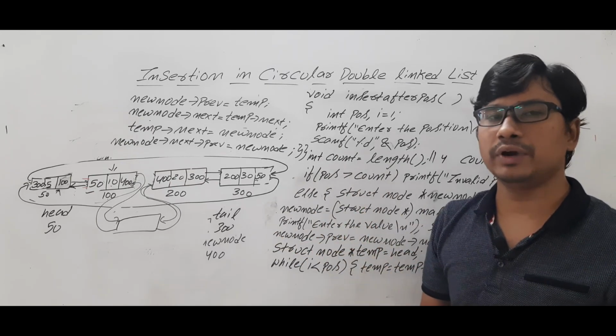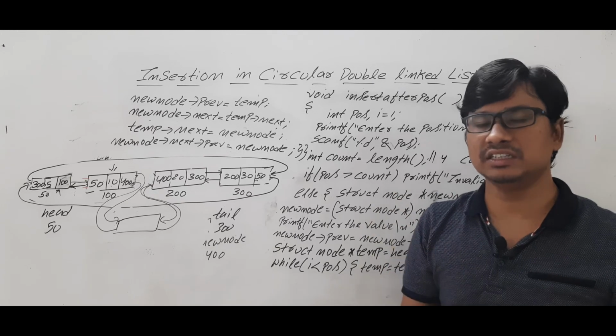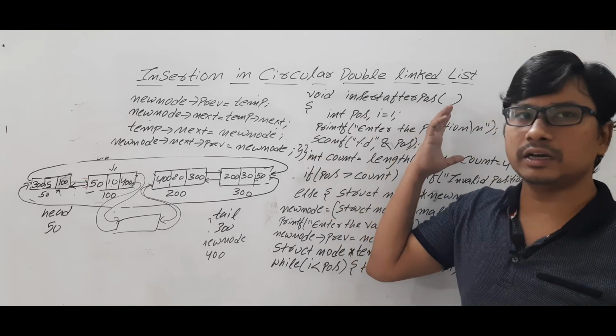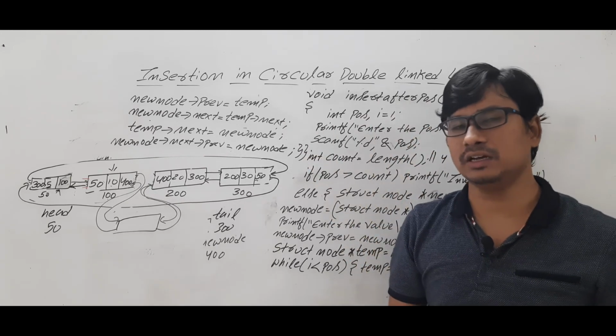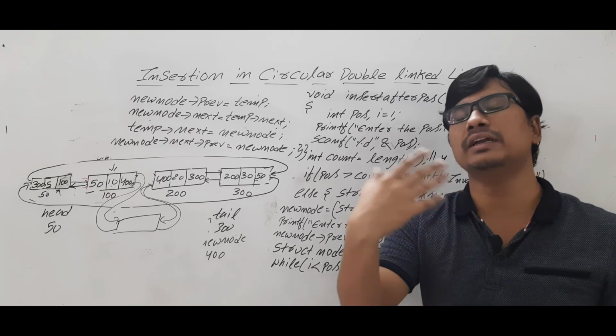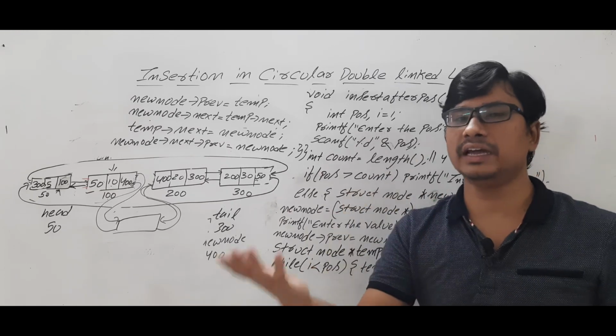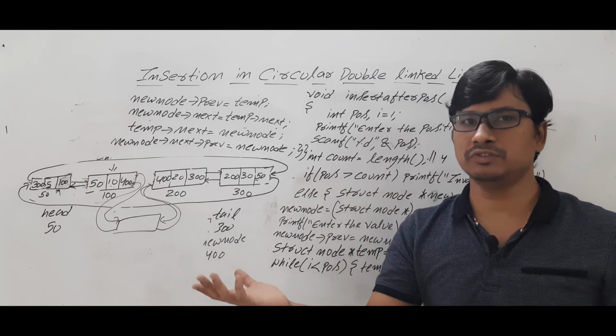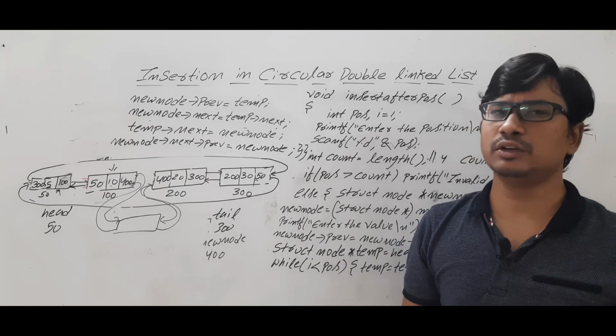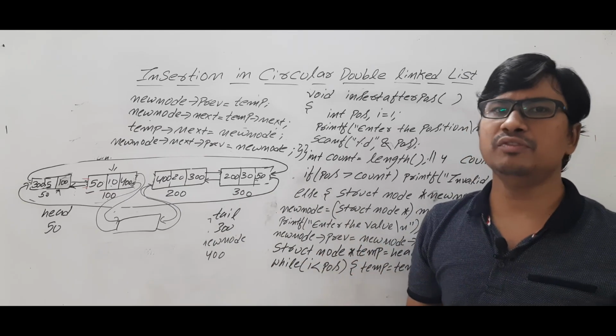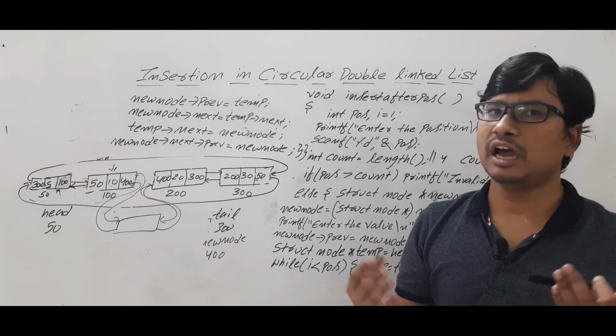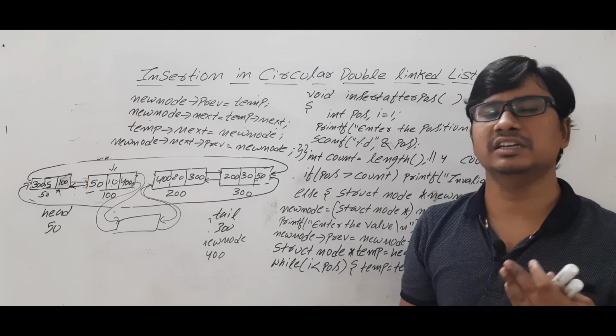I hope you have understood how to perform inserting nodes in a circular double linked list. We have discussed the three scenarios. One is inserting a node at the beginning, inserting a node at the end, inserting a node after a specified position. If you still have any doubts related to this concept, feel free to ask me in the comment section. I will try to clear your doubts as early as possible.